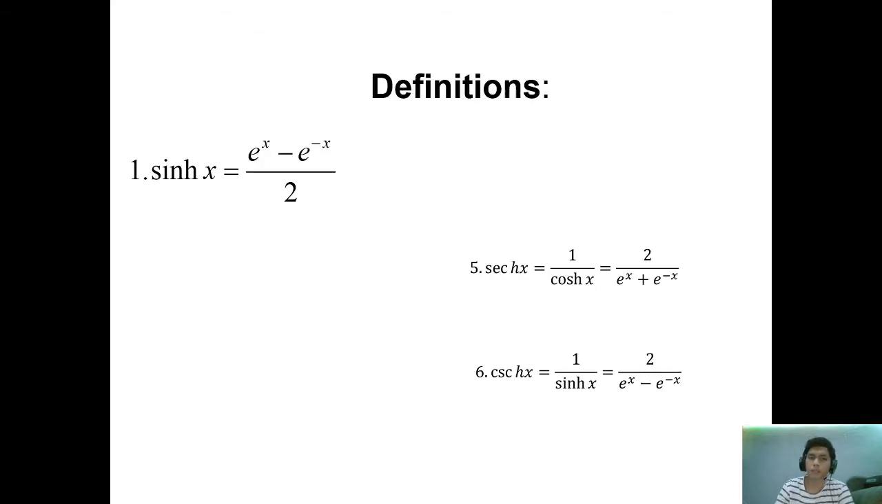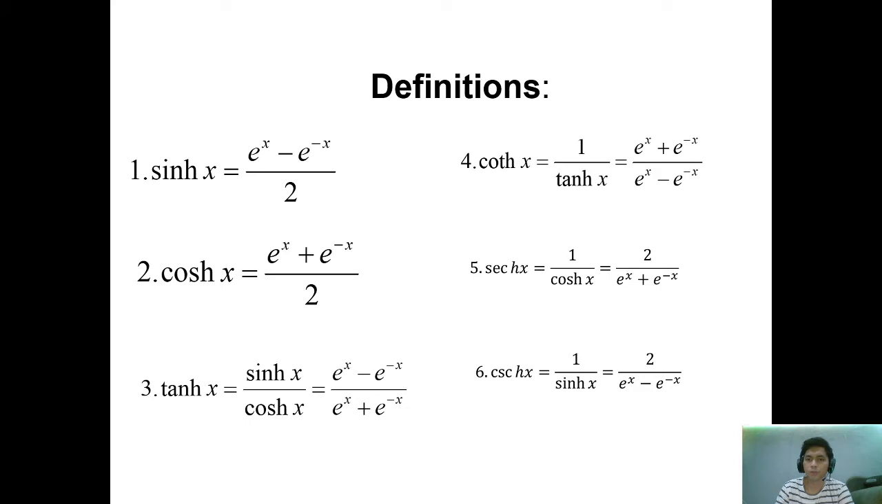So, here are some definitions that you have to remember in hyperbolic functions. So you can pause this video and copy everything first.